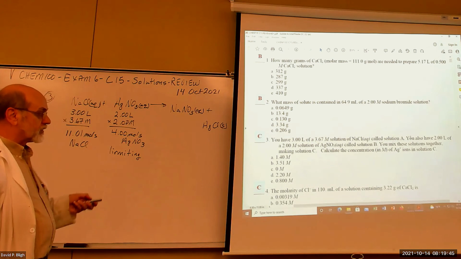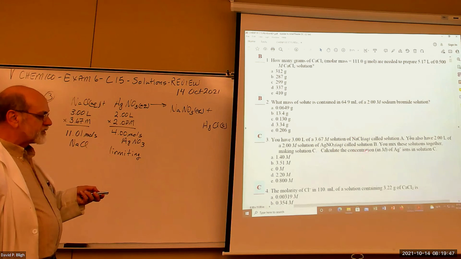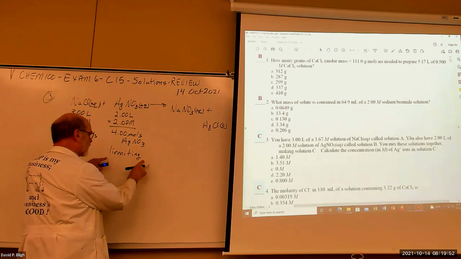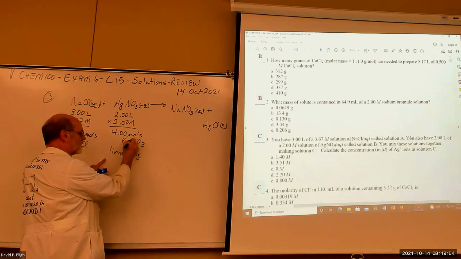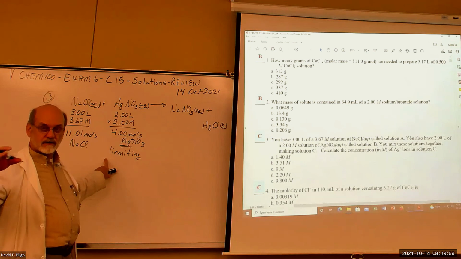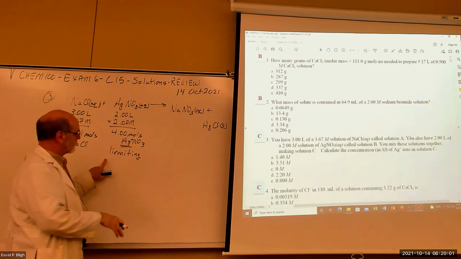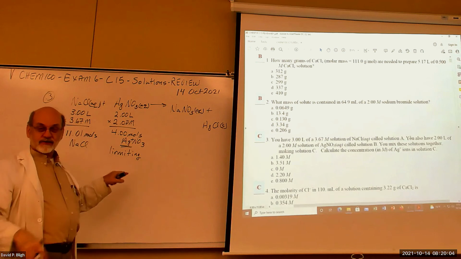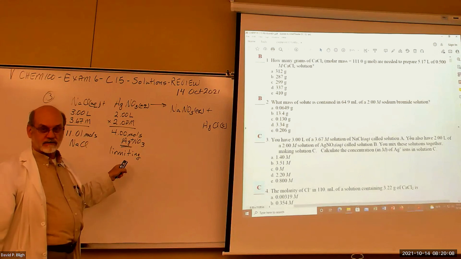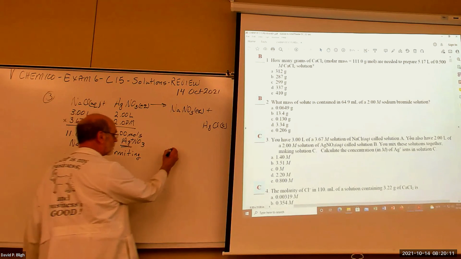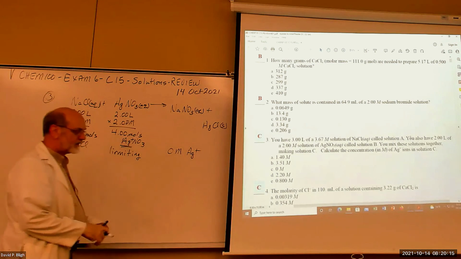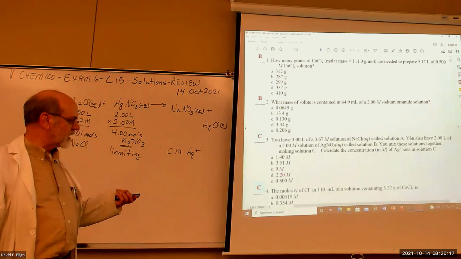And if we go back and look at the question, what's the concentration of silver ions in solution? If this one runs out first, those silver ions are going to be all consumed. Every one of them. Okay? So the answer to the question is simple. There's no silver ion left in solution. It's 0 molar. Okay? That's why the answer is C.